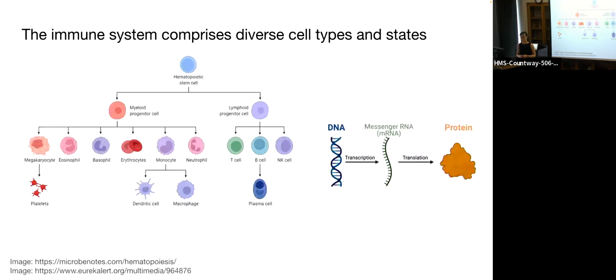And while all of these cell types have the same underlying genetic code, or DNA, they read the DNA differently and produce different amounts of RNA transcripts that encode proteins that lead to their diverse cellular phenotypes and functions.